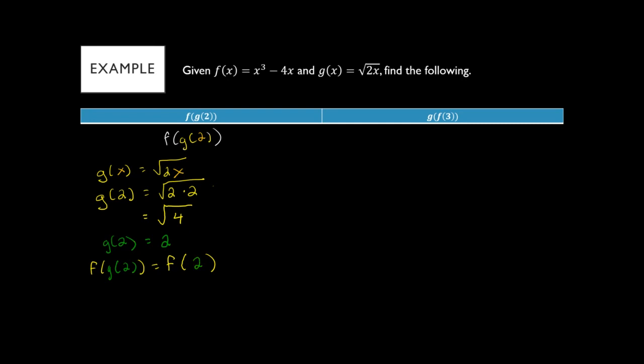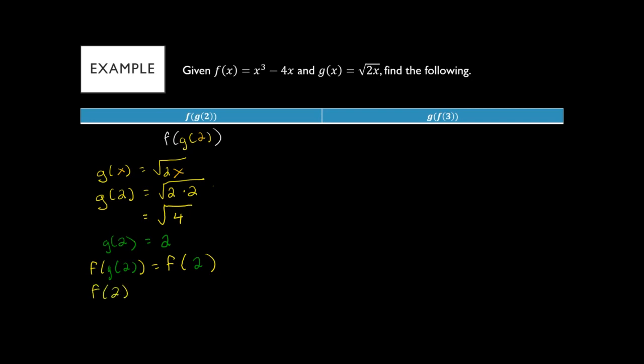So now I've taken my output of g, and now that's the input to f. That's what we're doing here. You're plugging in a value for x into one function, and you get the output. And then you take the output, and now that's the input to the next function. And then you find that output.